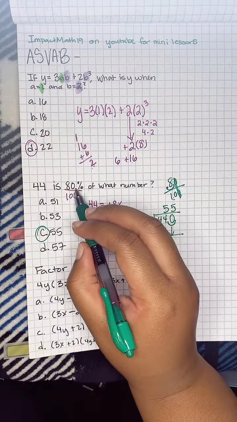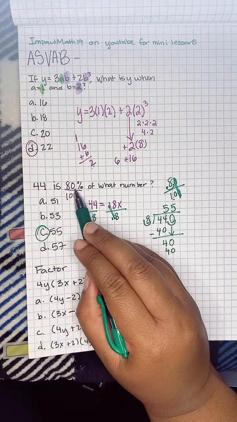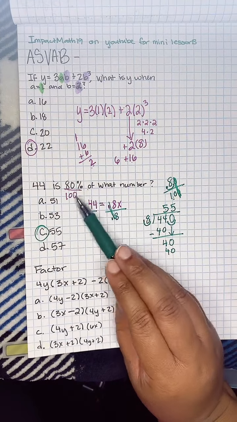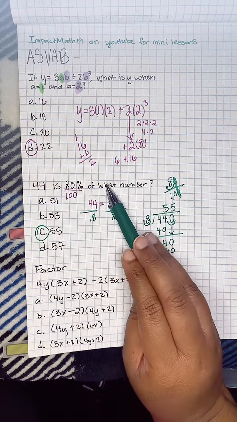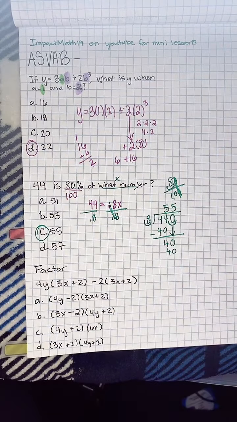Or if you're dividing by 100, you're moving it over twice to the left. Whenever you divide by 100, you move the decimal over. So that's how we got 0.8. And then "of" means times. And since I don't know what number it is, I always just put a variable.